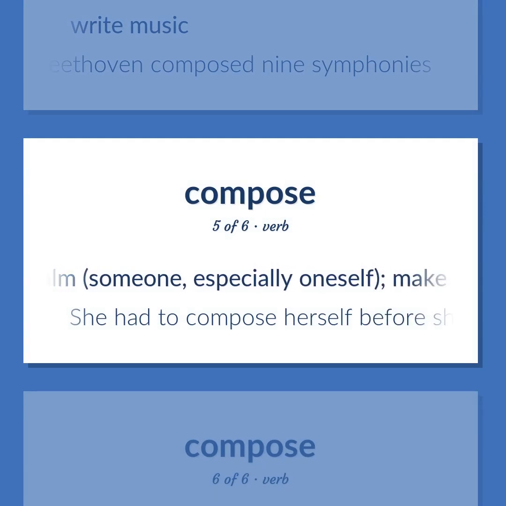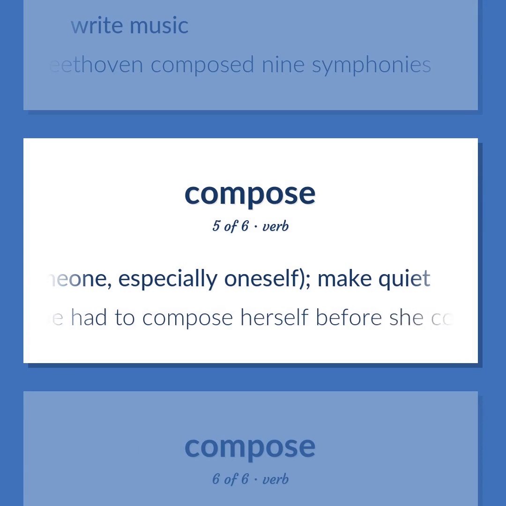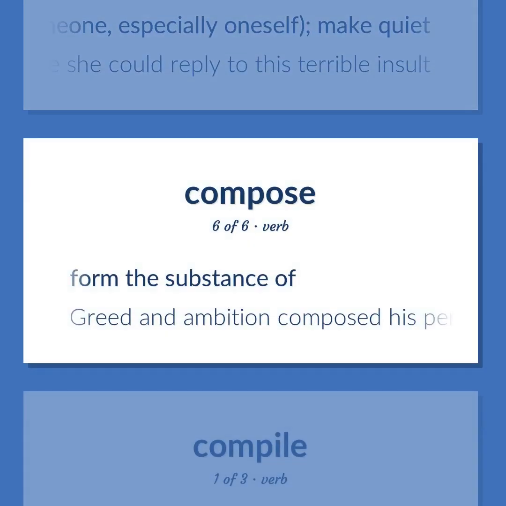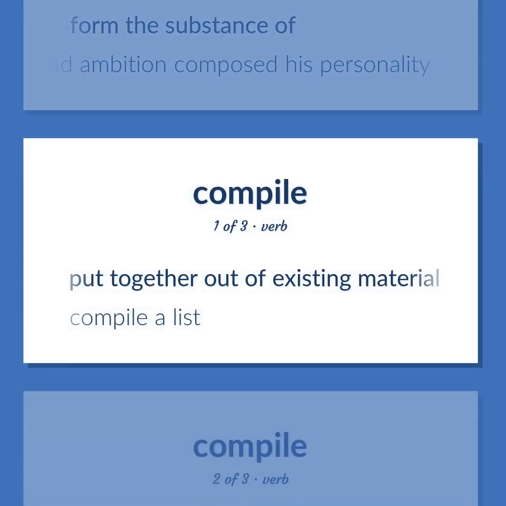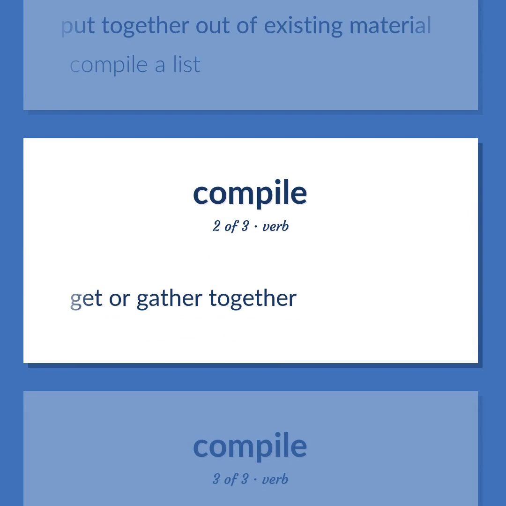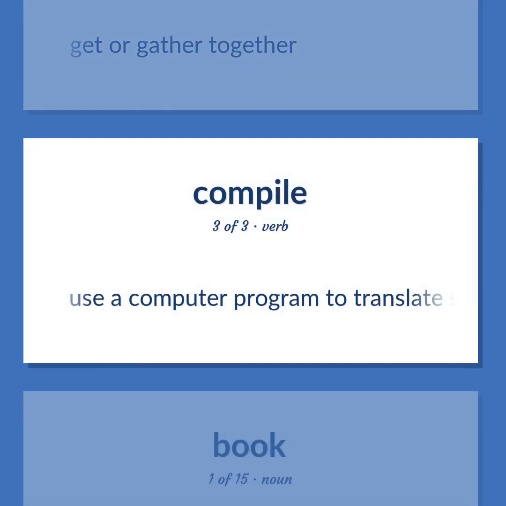Calm someone, especially oneself, make quiet. She had to compose herself before she could reply to this terrible insult. Form the substance of. Greed and ambition composed his personality. Put together out of existing material. Compile a list. Get or gather together. Use a computer program to translate source code written in a particular programming language into computer-readable machine code that can be executed.